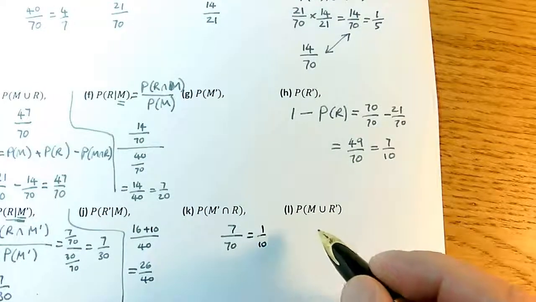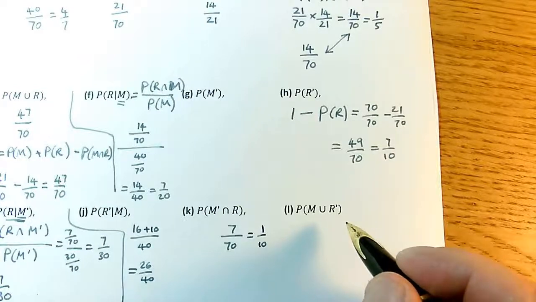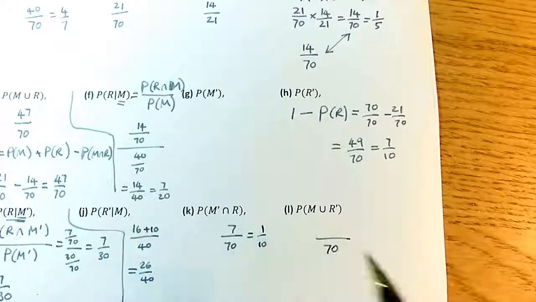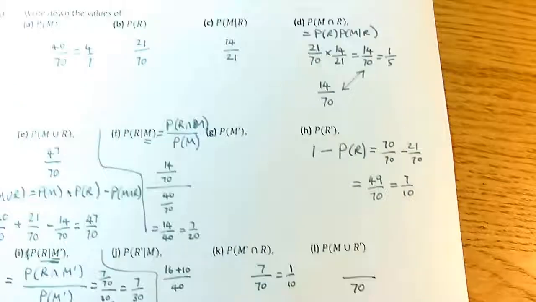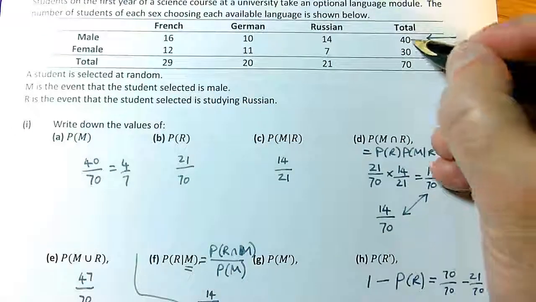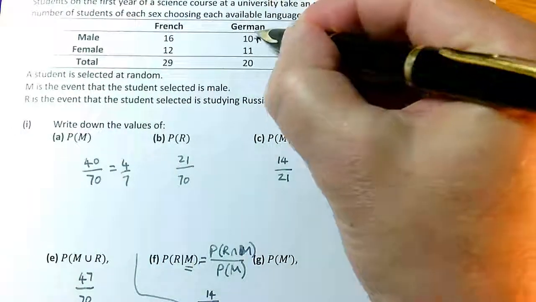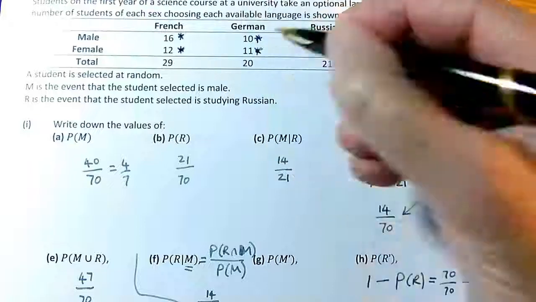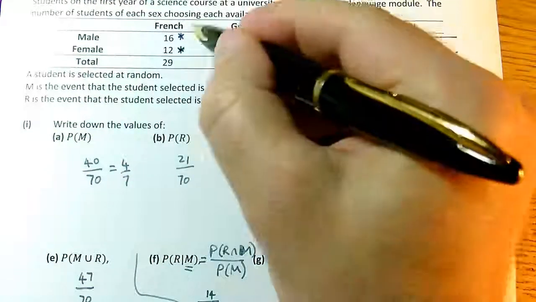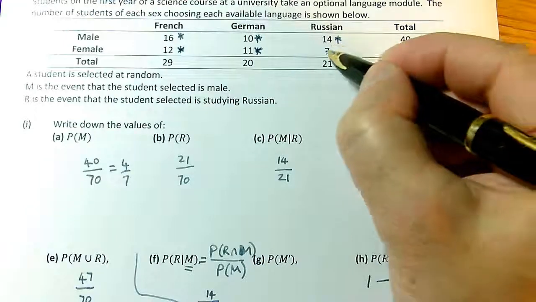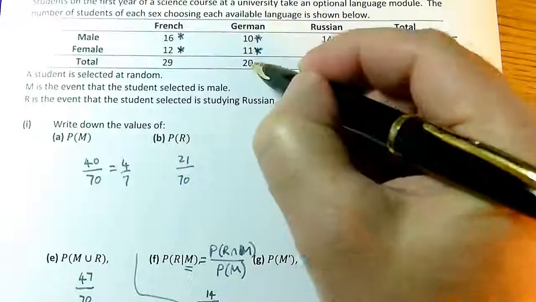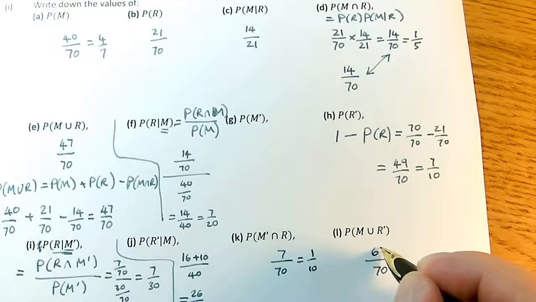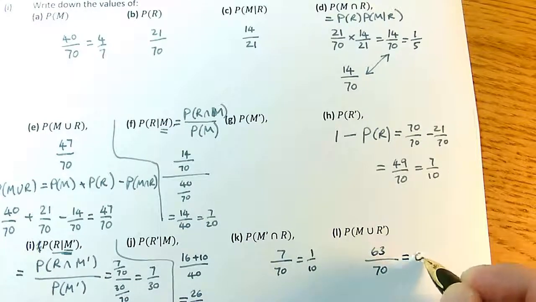And finally, the probability of being male or not studying Russian. So it's not conditional, so it's going to be out of the whole 70 students. Let's see how many male or non-Russian students I can find. Well, all of these 40 are okay. This is okay, this is okay, this is okay. But also these French and German students, they're R dashed students as well. So in fact, it's all of these people combined, all apart from these 7. So I can see they add up to 63 because there are only 7 missing. So it's 63 70ths, which is 9 tenths or 0.9.